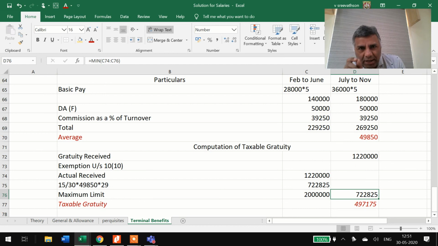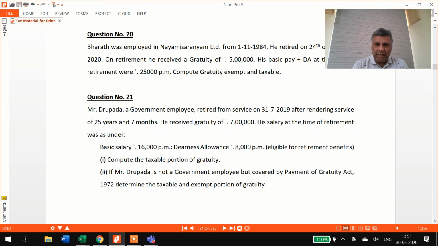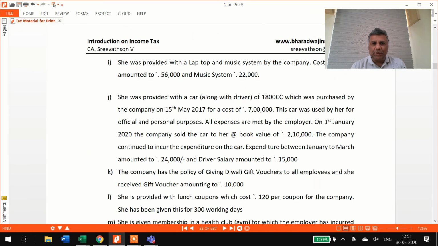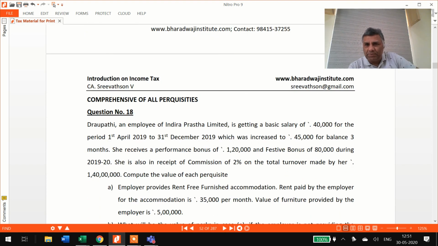Meanwhile, I have a very important task for you, to complete any time during the day. That is question number 18, which consists of all the perquisites. By doing question number 18, you will become very strong in perquisite. Take a fresh paper, do it and send it to me. The answers I have kept ready, I will post later.